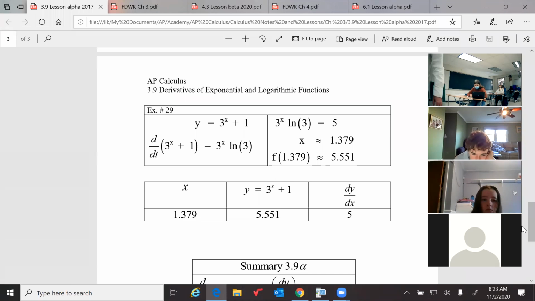So you'd have this. It's the same problem, different number. The constant is going to differentiate to 0. So you get the derivative is 3 to the x times ln 3. I want you to set it equal to 5. Does that mean this thing equals 5 when x is, to 3 decimal places, 1.379? 3 to this plus 1 would give you that output. That was given. We wanted when the derivative was 5.